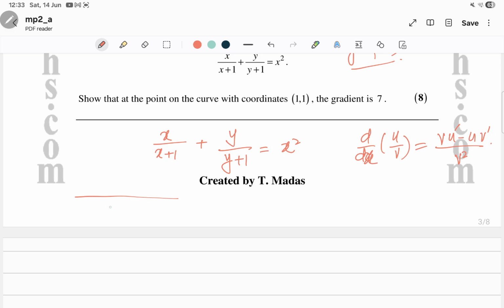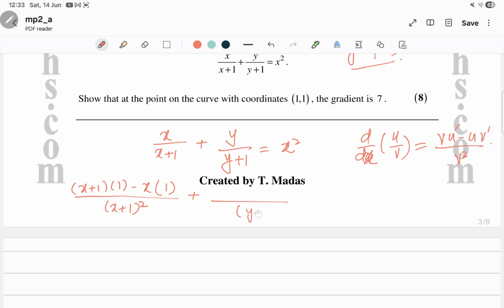The square of the denominator, then the denominator as it is, times the derivative of the numerator, which is 1, minus the numerator as it is, times the derivative of the denominator, which is 1. So we have to apply the same formula on this fraction.